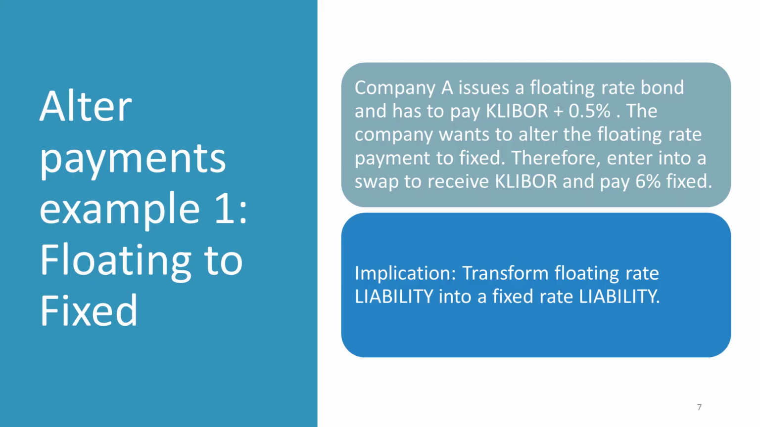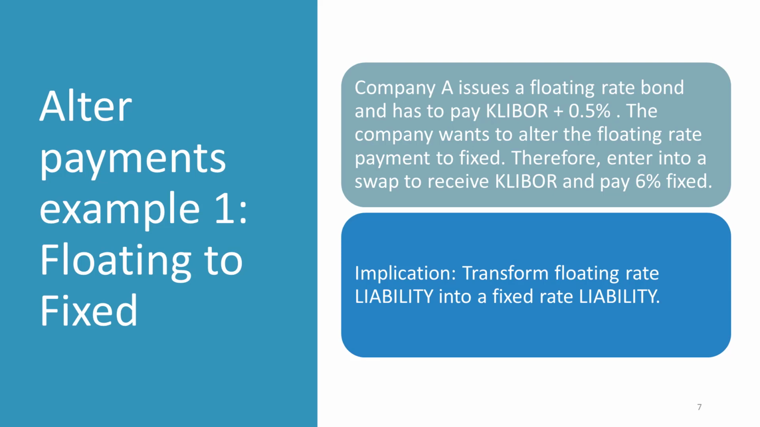In this example, the firm would like to alter their payment from floating rate to fixed rate. The company issues a bond and needs to pay periodic coupon payment to the bondholder. So this will be regarded as payment for the company, or it's a liability. The coupon rate is CLIBOR plus 0.5%. This will be considered as floating rate because the rate will change over time as CLIBOR rate changes. So that's why it's being regarded as a floating rate.